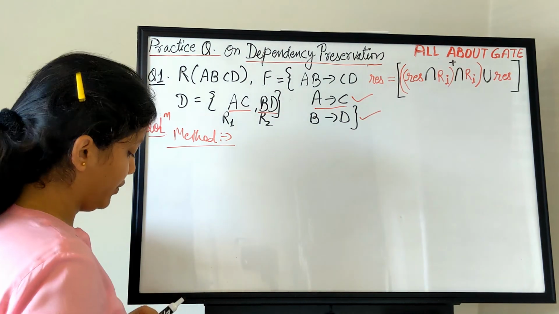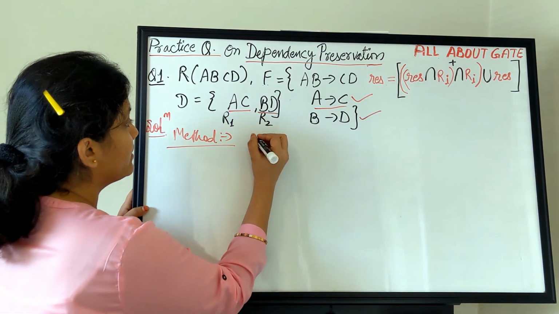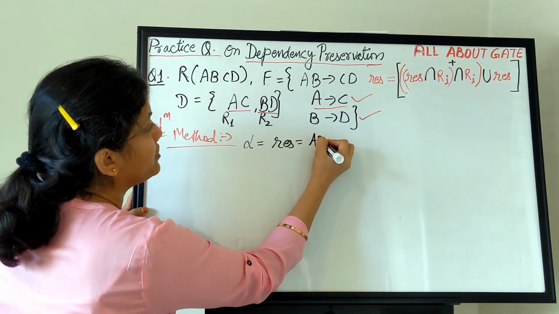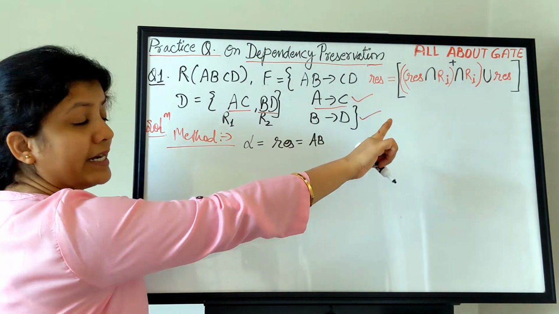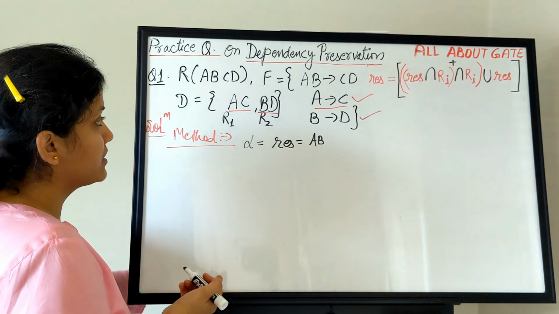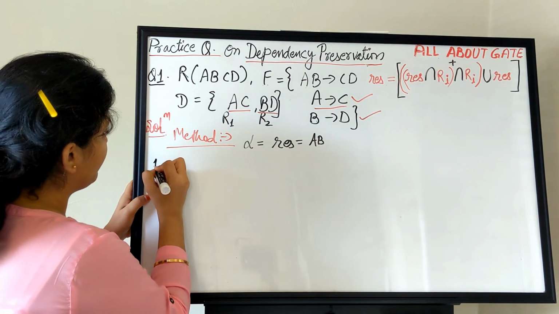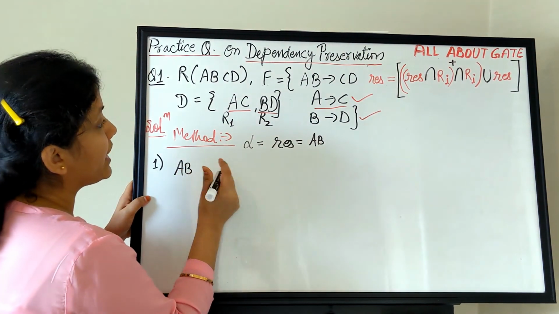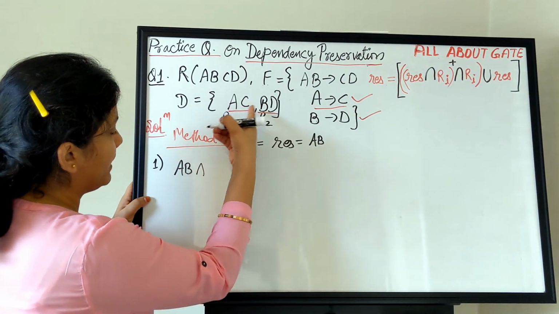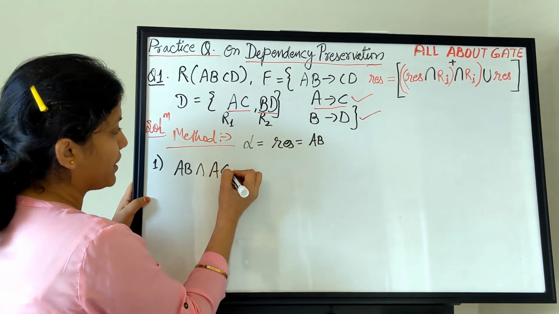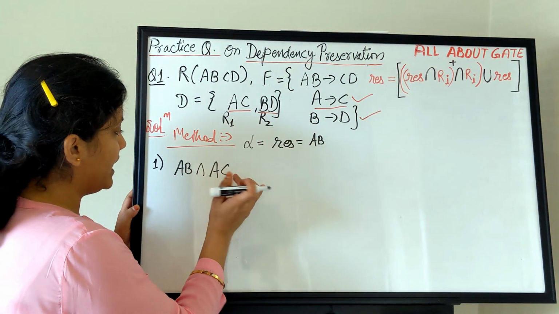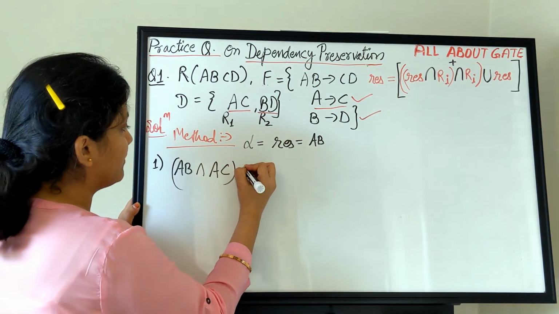So for that matter, here the alpha or result is equal to AB initially, correct? I am applying that for each value of Ri. We just have two sub-relations, so it's not going to take much. So the very first step, I'm going to take AB. I could take either this or this, so I'm going with the direct manner, intersection with AC, because I have a common attribute. So I'm going with AB intersection AC. That gives me A.